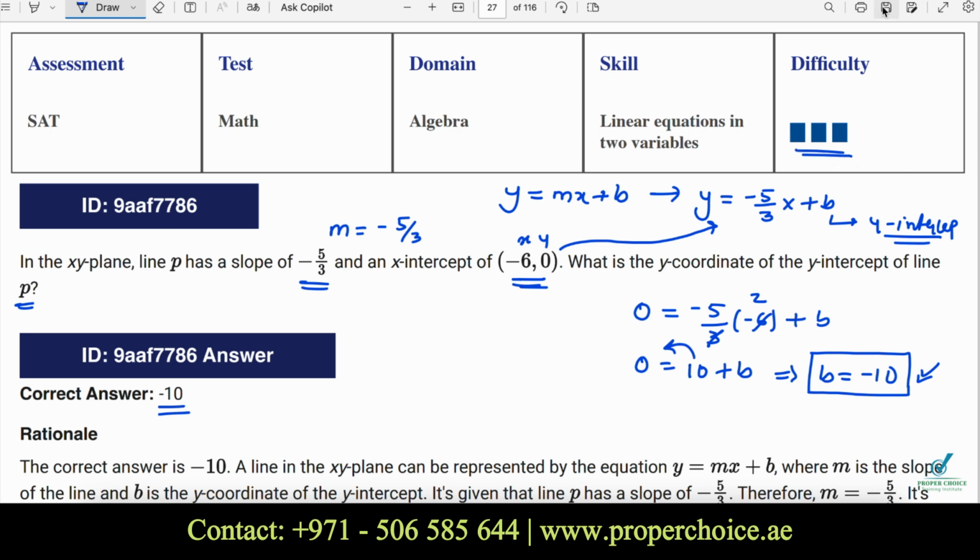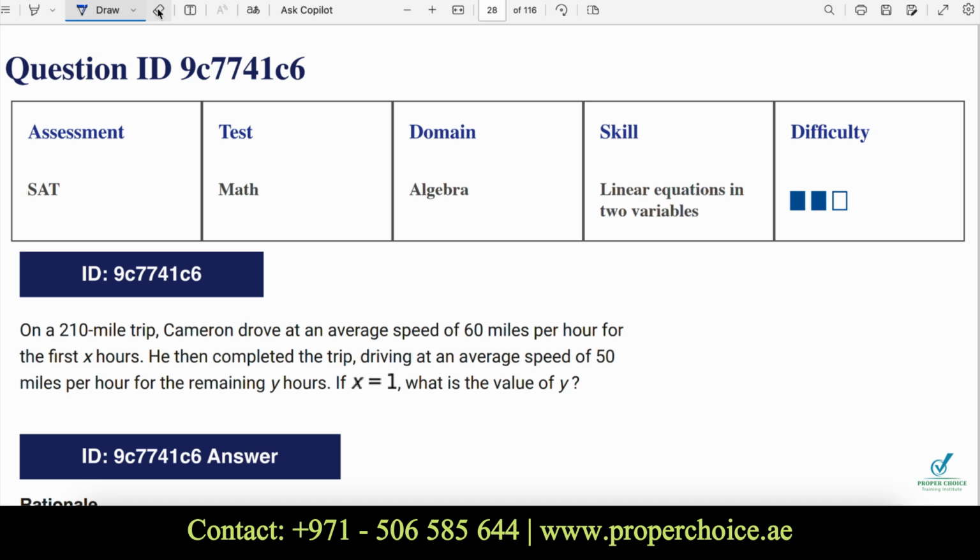It's very simple. On a 210-mile trip, Cameron drove at an average speed of 60 miles per hour for the first X hours. He then completed the trip driving at an average speed of 50 miles per hour for the remaining Y hours. If X equals 1, what is the value of Y? Again, it's a simple question.